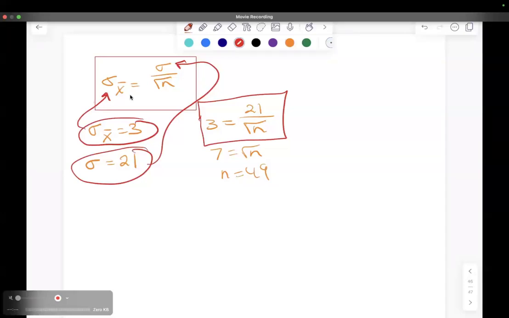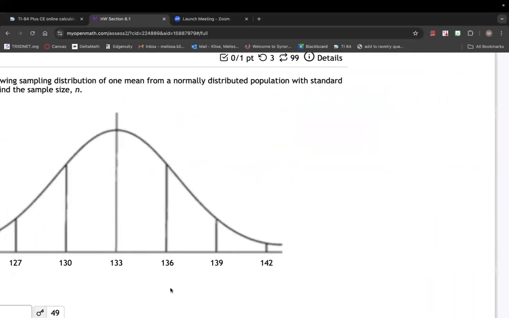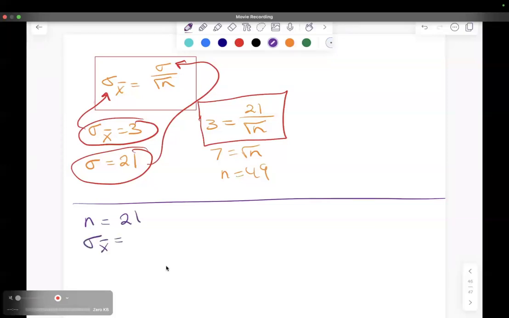So if it's asking for a standard deviation, is it the opposite of this? Yeah, so I'm going to make numbers up now. Let's pretend my sample size is 21 and I'm looking for the standard deviation, just because I still want to use this. So let's say the n is 21. I don't know what's going to happen here. And that my sigma sub x bar is 3. Then instead it's going to look like this.